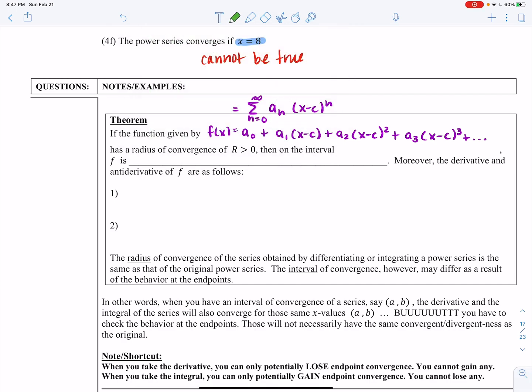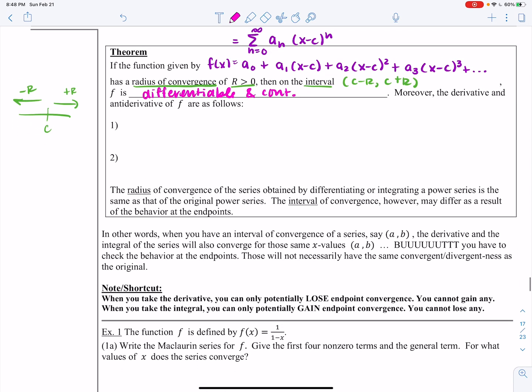And what we're going to say is that the radius of convergence of this polynomial is at least center minus some radius and center plus some radius for its interval of convergence. So we're basically saying, hey, here's our center. Let's go plus r in this direction. Let's go minus r in this direction. If I know that f is differentiable and continuous, then the derivative is as follows.